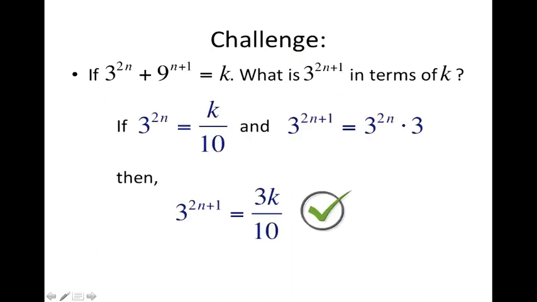Here's just a summary. Remember, we found by using laws of exponents and algebra that 3 to the 2n is equal to k over 10. And we also used our laws of exponents to know that 3 to the 2n plus 1 is the same thing as 3 to the 2n times 3. So from knowing that, we can multiply both sides by 3, resulting in our final answer of 3 to the 2n plus 1 is equal to 3 times k divided by 10.